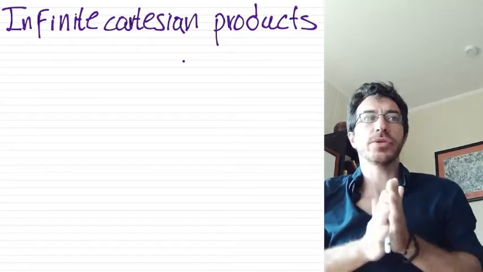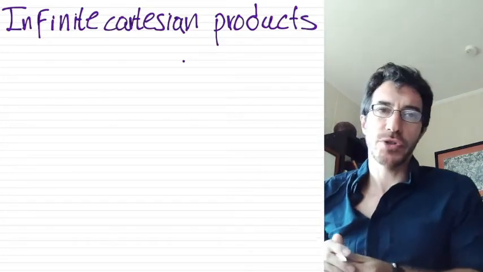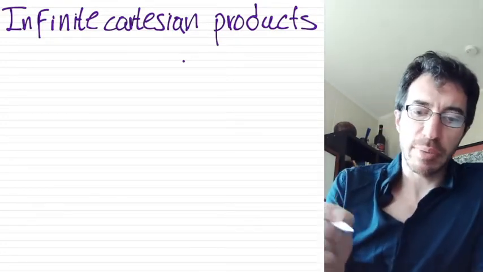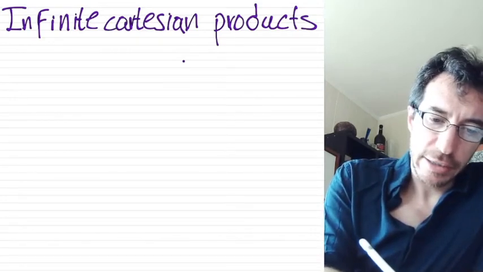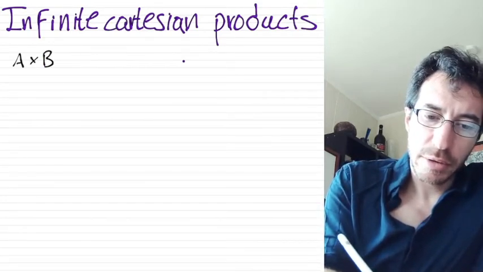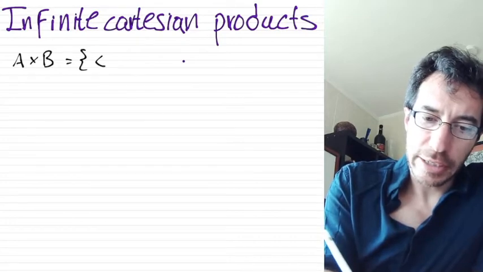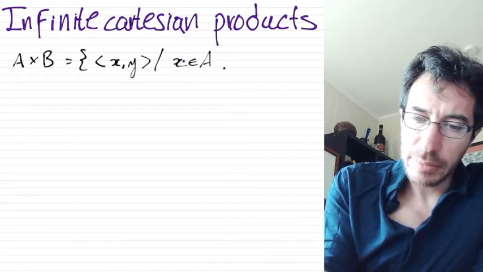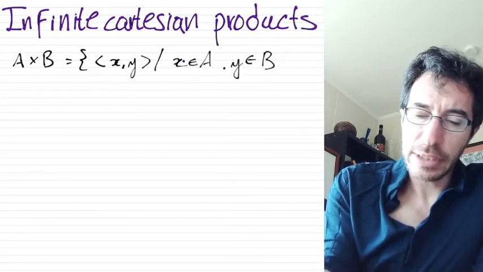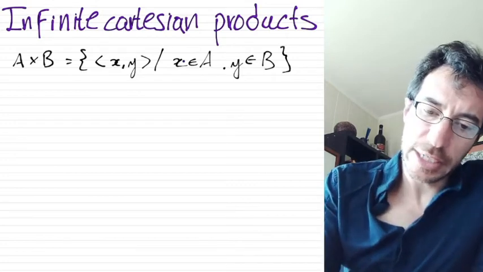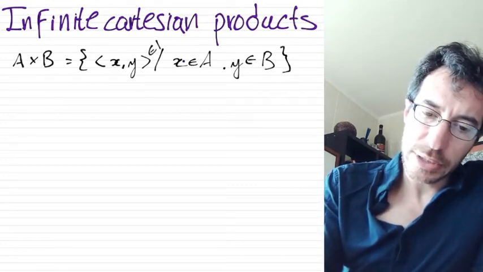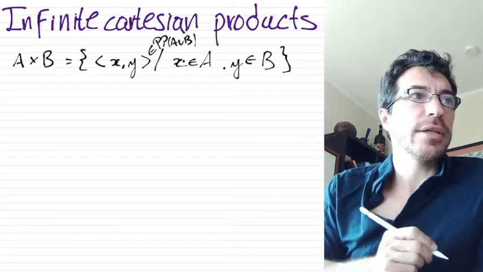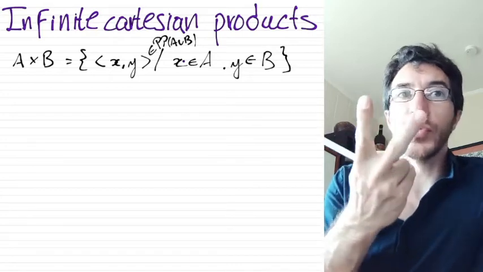Okay, let's talk about infinite Cartesian products. So we know how to do a Cartesian product of two sets. You guys remember how we did that? We defined A times B as the set of all pairs (x, y) such that x belongs to A and y belongs to B. Right? And we actually saw we could do this because this pair belongs to the power set of A union B. Correct, we use the subset axiom to define the Cartesian product of two sets.